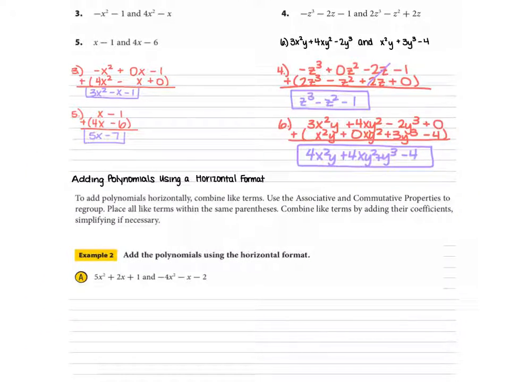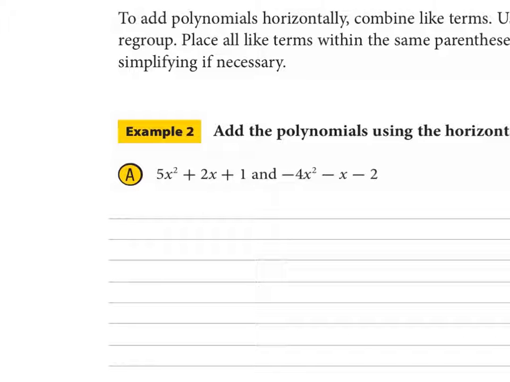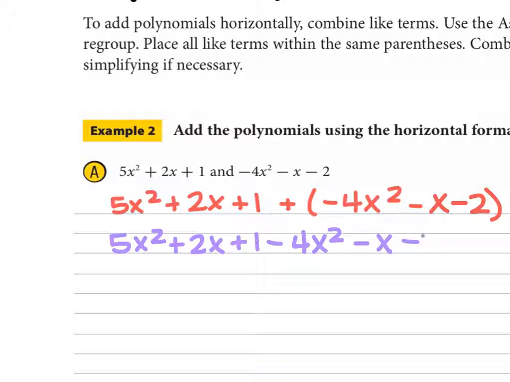We can also do this horizontally. When we do this horizontally, we are making sure that our terms match, that we are combining. So for A, we have 5x squared plus 2x plus 1 and negative 4x squared minus x minus 2. We're going to rewrite this without the parentheses, and this is going to be 5x squared plus 2x plus 1 minus 4x squared minus x minus 2.